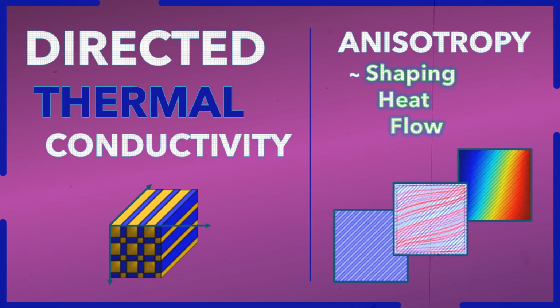Exactly. Let's take a layered material as an example. Imagine a stack of different materials with varying thermal properties, like a high-tech cake. If we apply a temperature gradient and then rotate this cake, the heat flow will change direction, no longer moving in a straight line, but following a new angled path dictated by the new orientation of the layers.